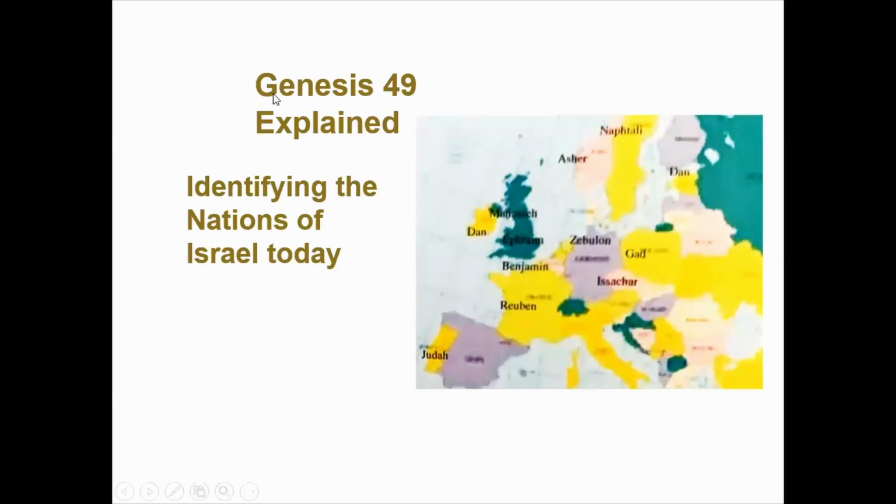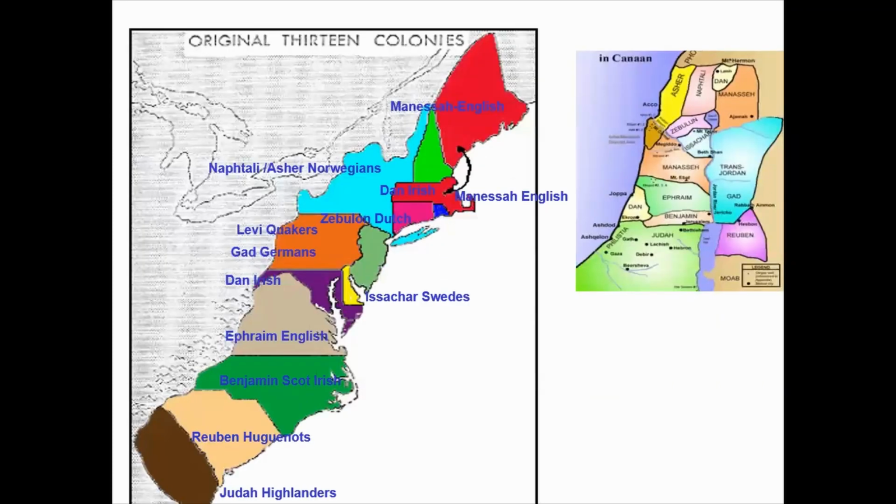Now, here we go. Genesis 48 explains identifying the nations of Israel today. And this is so that you can see how these tribes lined up. So you had up here at the top, you had Dan, you had Asher, Naphtali, Manasseh. We're going to go through each one of these, and you're going to see how they came in as nationalities and groups. And we're going to cover the history.